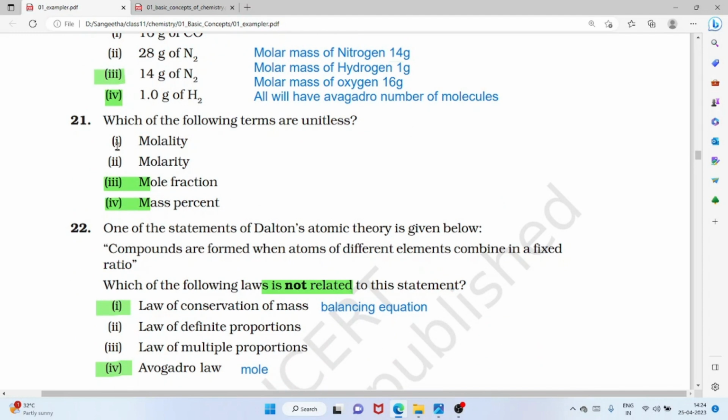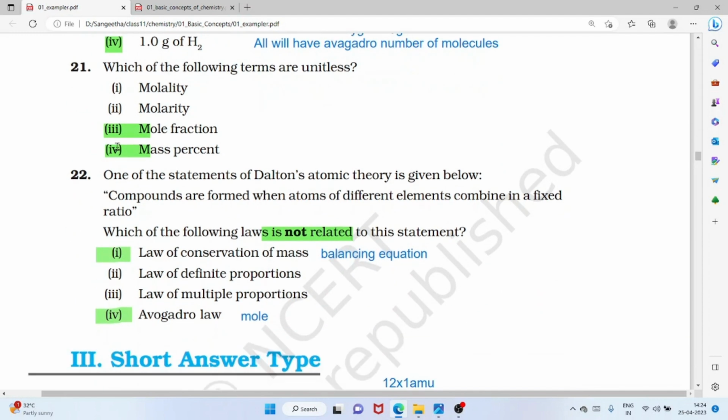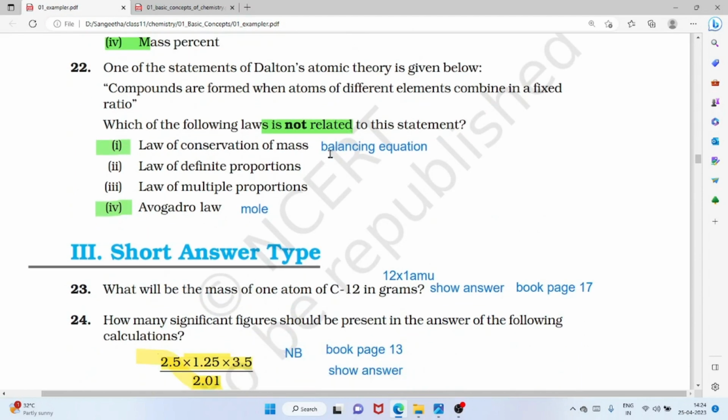Which of the following terms are unitless? Mole fraction is unitless, mass percentage is unitless. One of the statements of Dalton's atomic theory is given below. The compounds are formed when atoms of different elements combine in a fixed ratio. Which of the following is not correct? Law of conservation of mass, that is not correct. Balancing equation. Which of the following is not correct for this statement? Avogadro's law. This is mole.